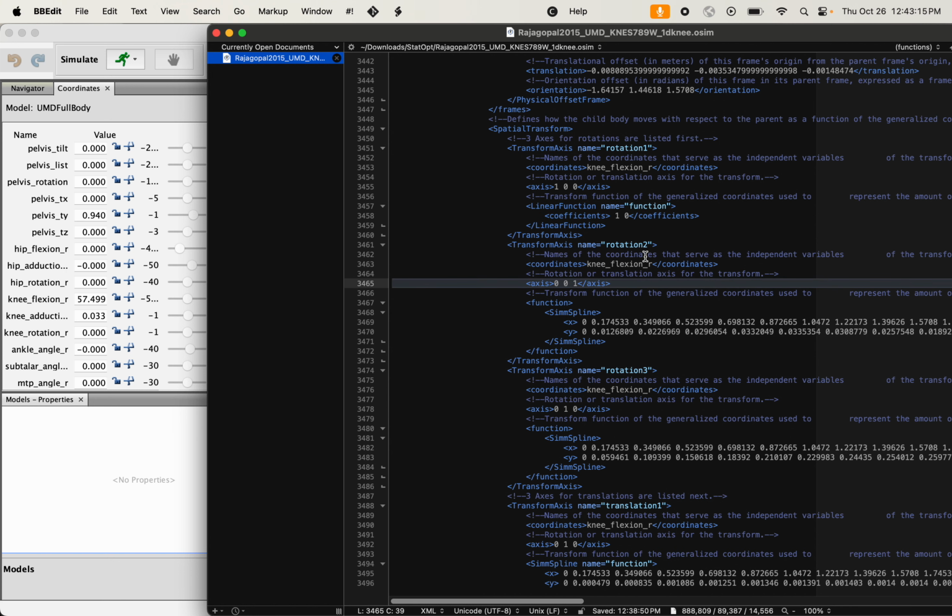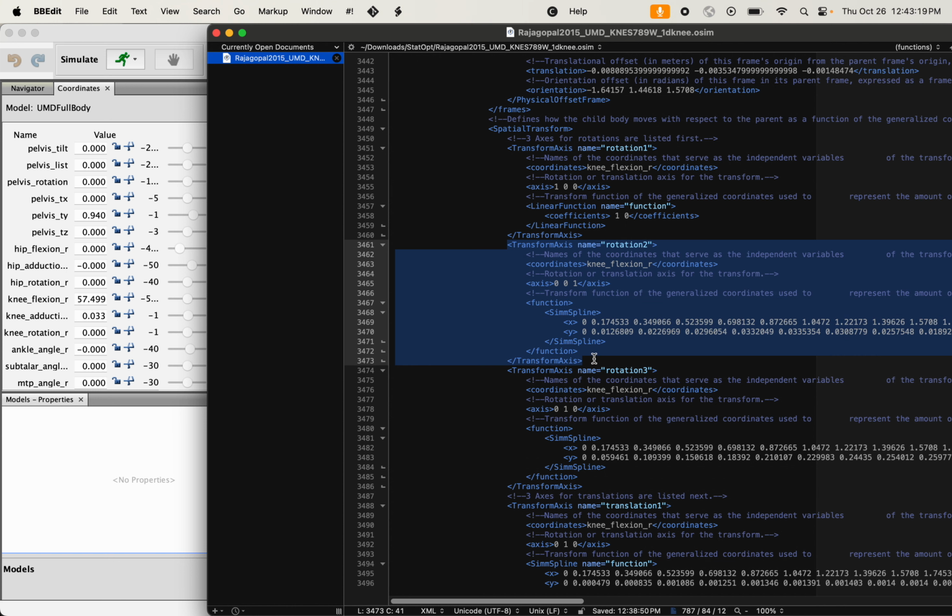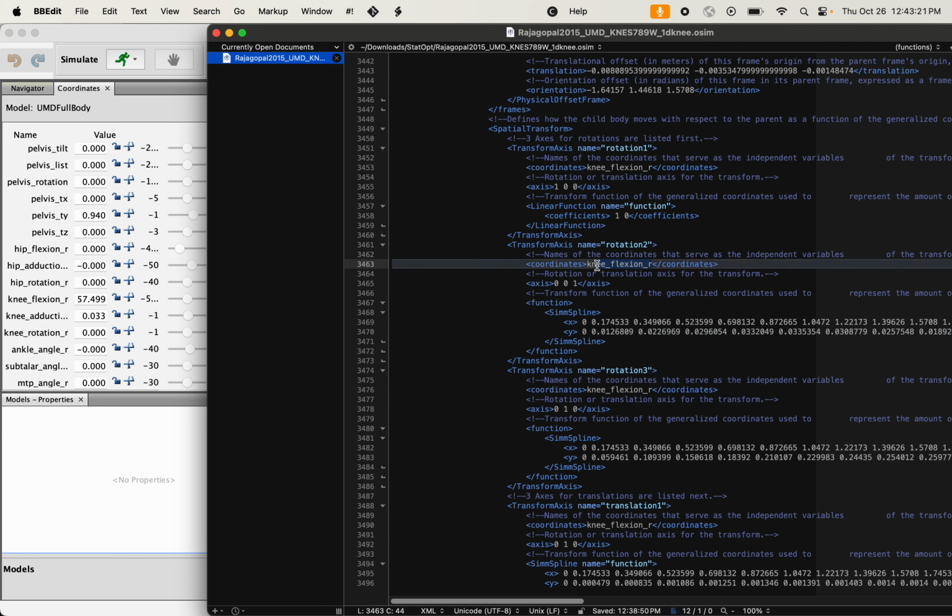But then I go down here to my second rotation, and that doesn't look much like my second rotation for my hip, right? It's got knee flexion there again, even though it's not the knee flexion motion that's about that axis. It's got a different axis, and then rather than that linear function, it's got this spline function there. So what's going on there?